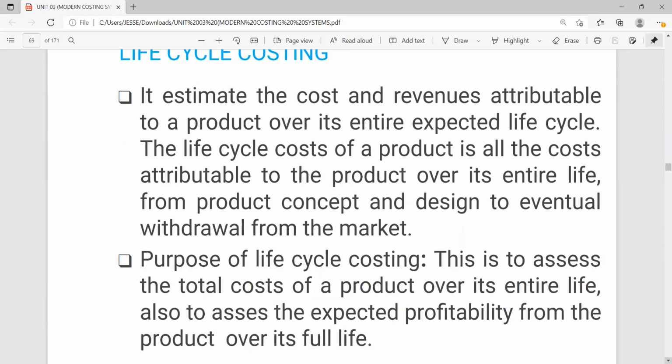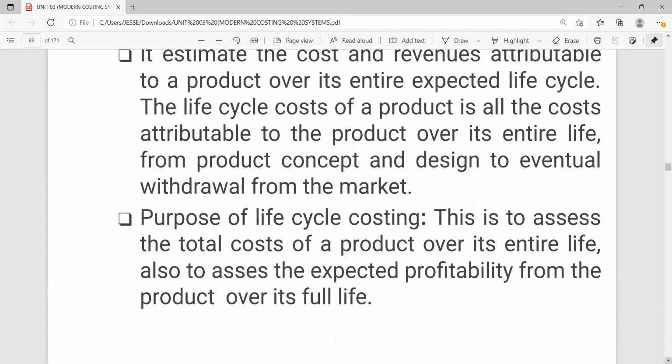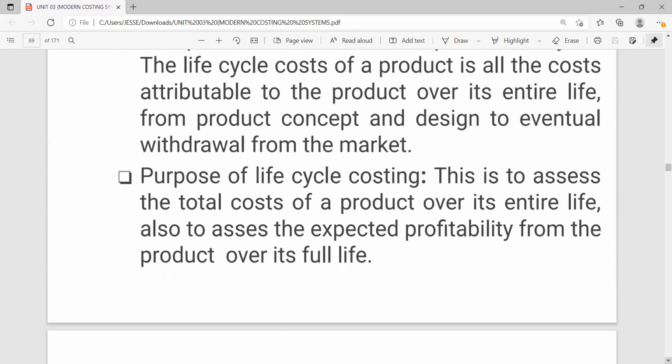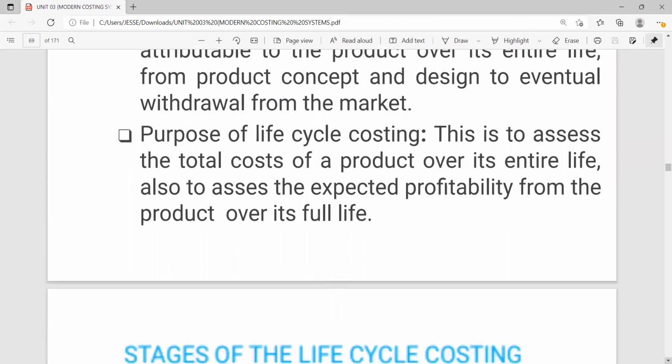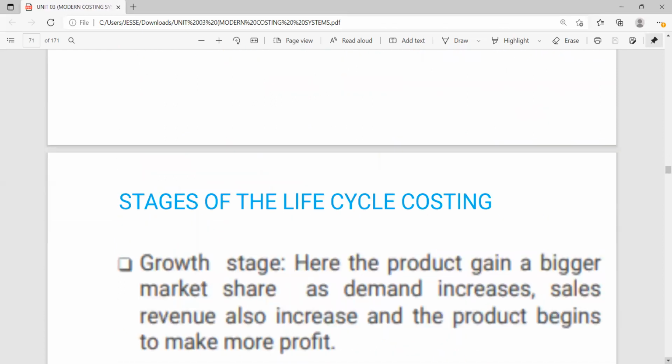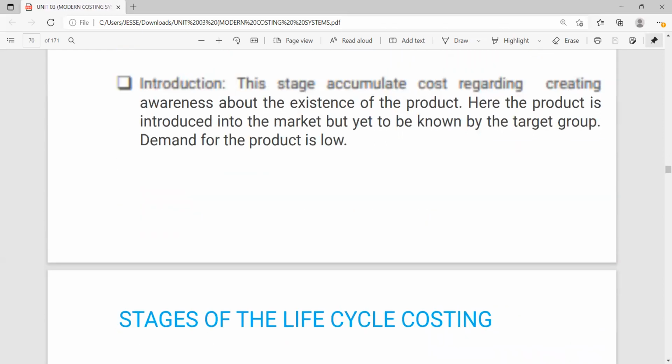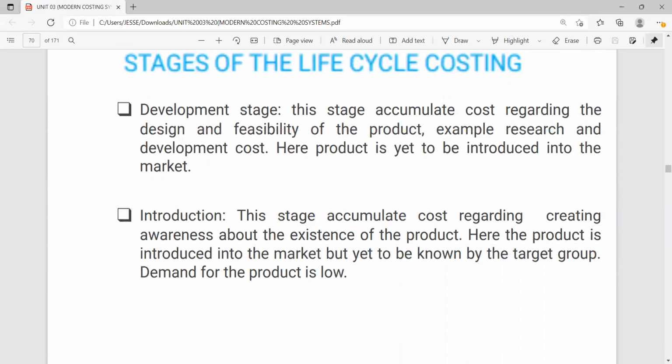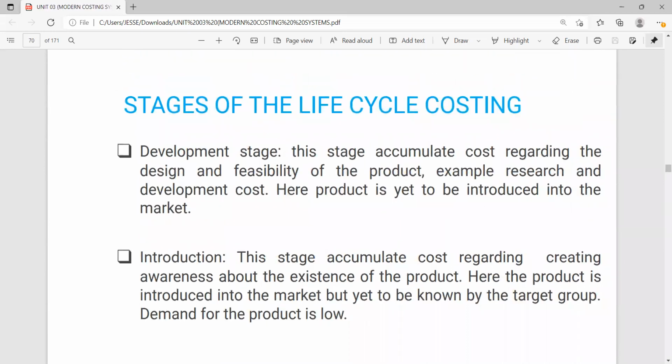Now, what's the purpose of life cycle costing? It is to assess the total cost of a product over its entire life. Also, to assess the expected profitability from the product over its full life. That's the purpose of life cycle costing. Now let's look at the stages of life cycle costing. If you understand the product life cycle, you can easily relate it to life cycle costing.